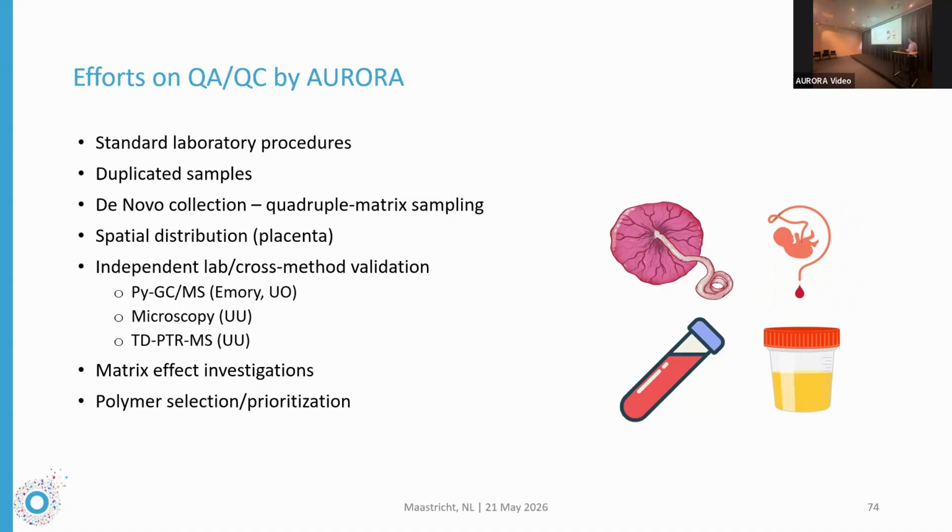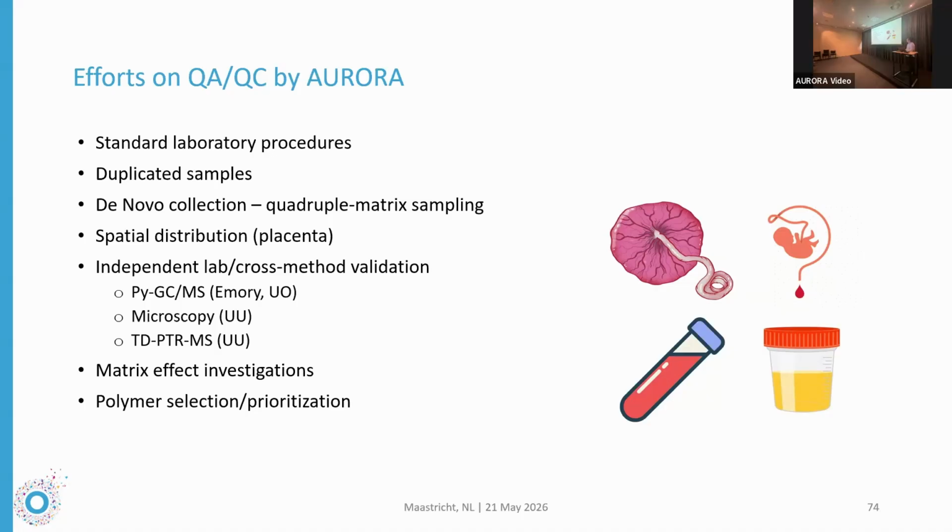And also we perform independent lab validation using different methods. For example, primarily we use pyrolysis GC-MS to analyze micro-nanoplastics in placenta tissues at Emory. And we also took a subset of samples to analyze with the same method in a German laboratory. And we also took a subset of samples and analyzed them using different methods, for example, microscopy-based methods, also TD-PCR, and MS methods, to see how the results align with each other.